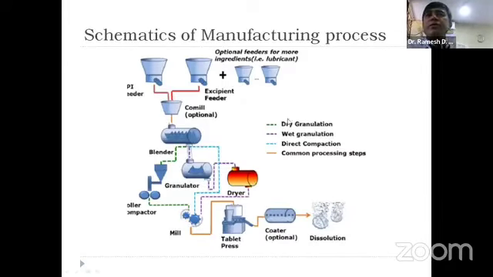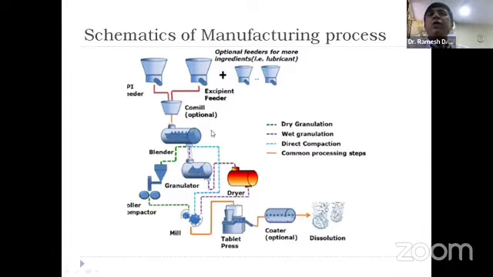Okay, this is the schematic of the manufacturing process. In this, there are different drawings. The green line shows the steps which are used for dry granulation, the purple line for wet granulation, the blue line for direct compression, and the orange line for common steps of the manufacturing. Okay, so that is shown by this flow sheet. So the first thing is we need to blend the API with the excipient. It is required for all.